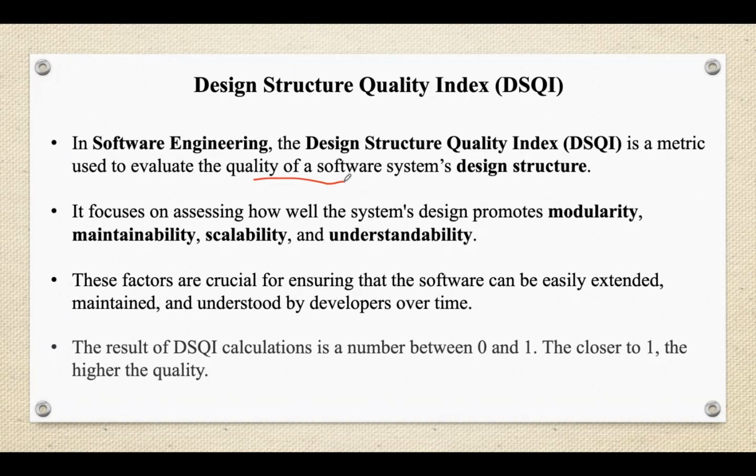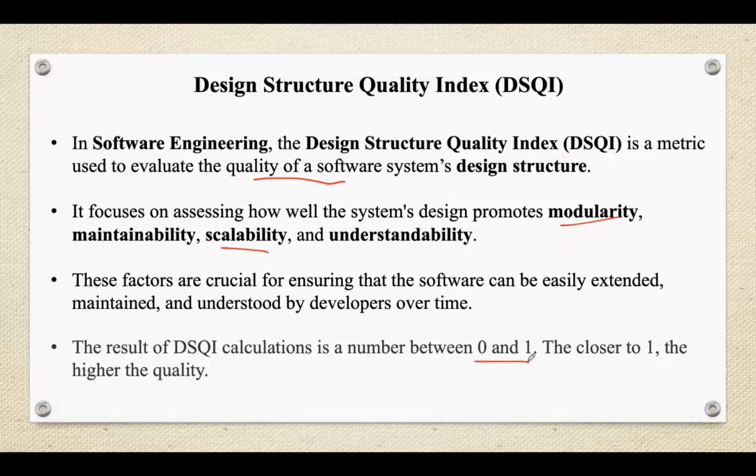A high quality design structure leads to better maintainability, reusability, scalability, understandability, modularity, all these things. While a poorly structured design can lead to difficulties in understanding, maintaining, and extending the software. Usually, the result of DSQI calculations will be between 0 and 1. So, if a value is closer to 1, it indicates that the design is of high quality.